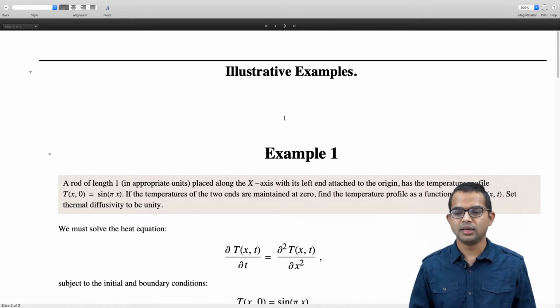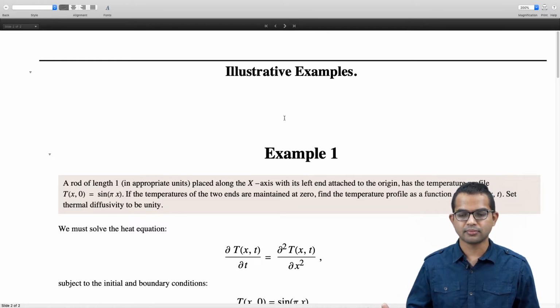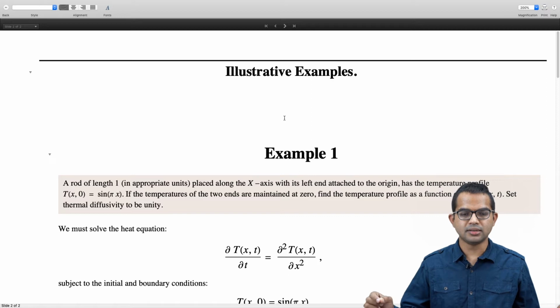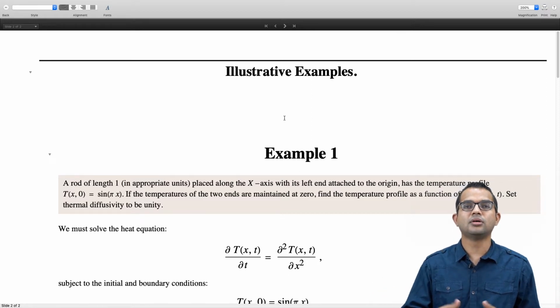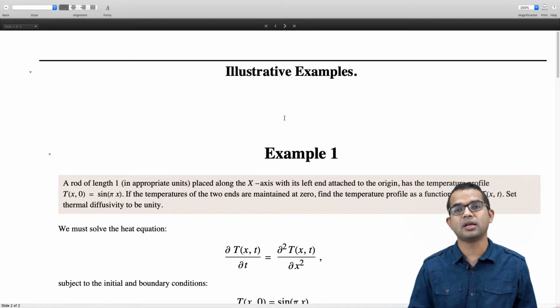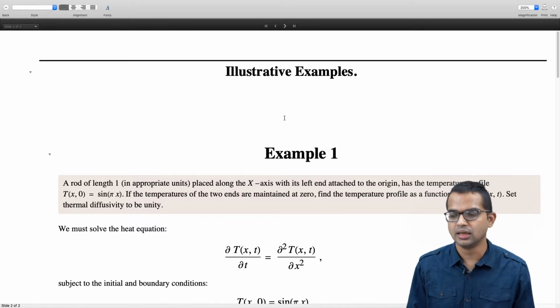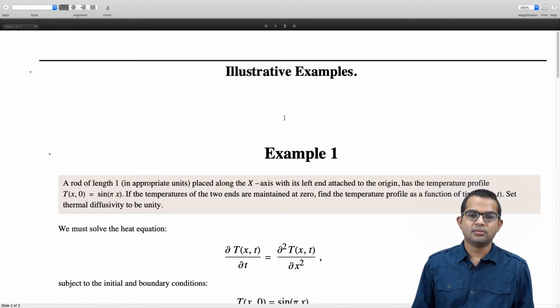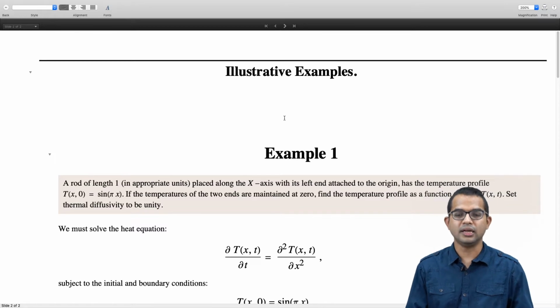The left end is attached to the origin and the right end is of course at point 1. And let's say that it has this temperature profile sine of pi x at time t equal to 0. Now if the two ends are maintained at 0 temperature and we allow the temperature to evolve as a function of time, initially it has this profile, but what happens to its profile as a function of time? So that's the question. So let's say that the thermal diffusivity is just unity and we obtain the solution by solving the heat equation.